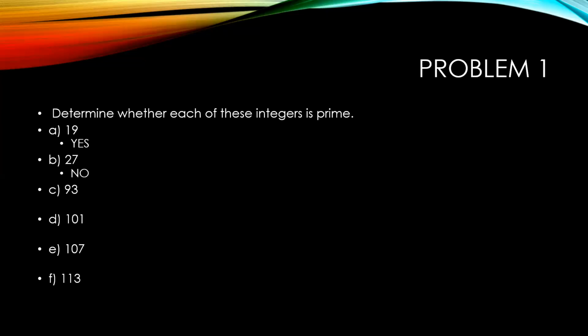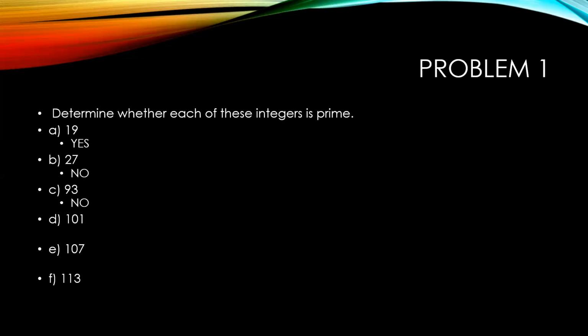How about 93? Get the square root of 93. It's 9 point something. Therefore, we need to divide 93 by 1, 2, 3, 5, 7, those are all the prime numbers from 1 to 9. Dividing 93 by 1, the result is 93. 93 divided by 2, the remainder is not equal to 0. 93 divided by 3, the result is 31. Therefore, 3 is a factor of 93, so 93 is not a prime number.